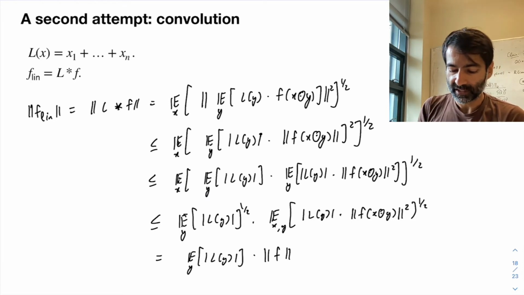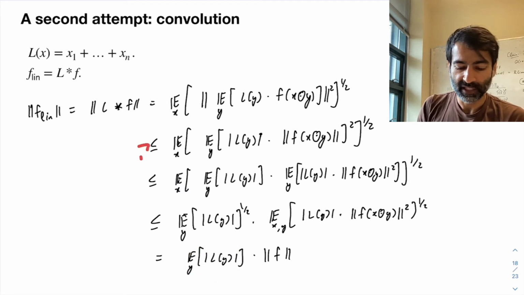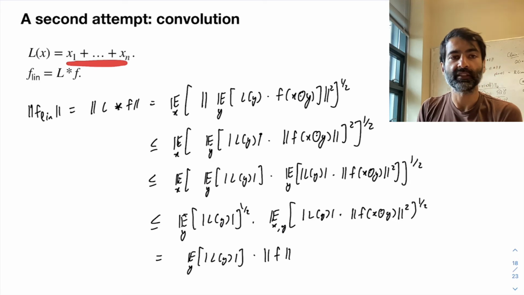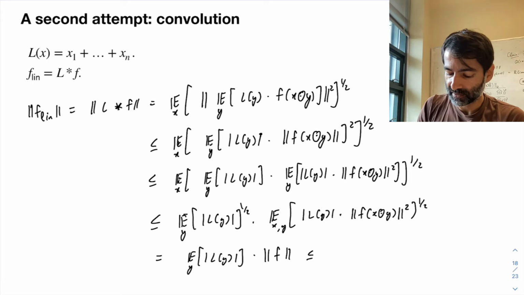All right, so this is great. Now I got a bound in terms of the norm of f. And what is this expectation? Well, if you take the sum of a random point in the cube, the sum of the coordinates, then typically the value you'll get is square root n. Right? The typical magnitude is square root n. So what's written here is more or less bounded by order square root n times the norm of f.